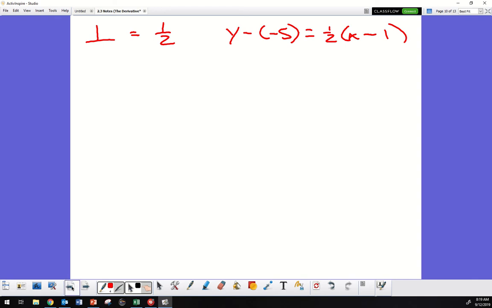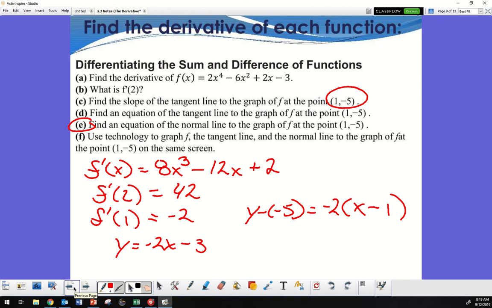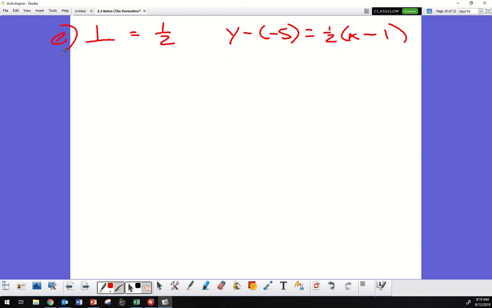I think this is part E. Is it E? Yes, E. I'll put an E right here. Where did the 1/2 come from?